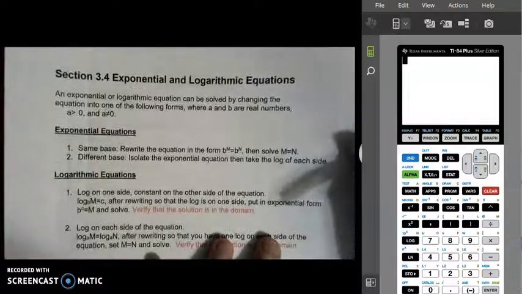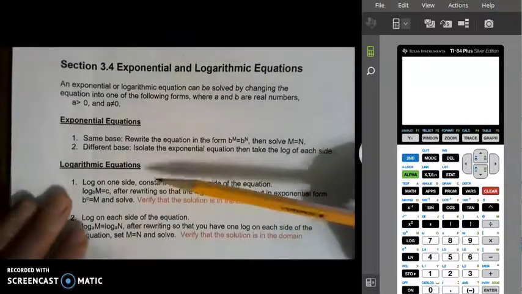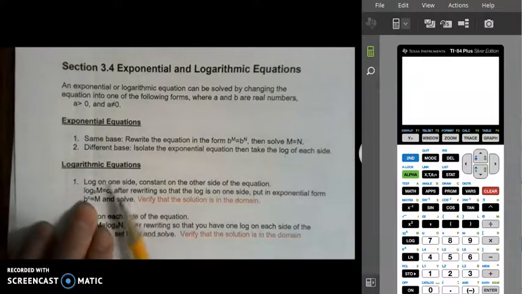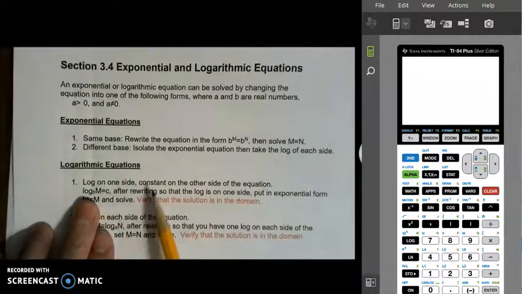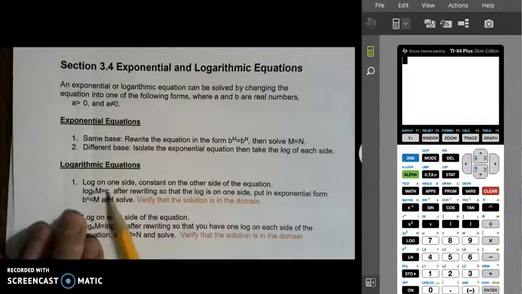Okay, so we're in section 3.4. Now we're going to talk about logarithmic equations. We're going to do an example like this. We have a log on one side and a constant on the other. In this case, what you're going to do is write the log, combine it as one log on the left-hand side or the right-hand side, and then you're going to put it in exponential form and solve.